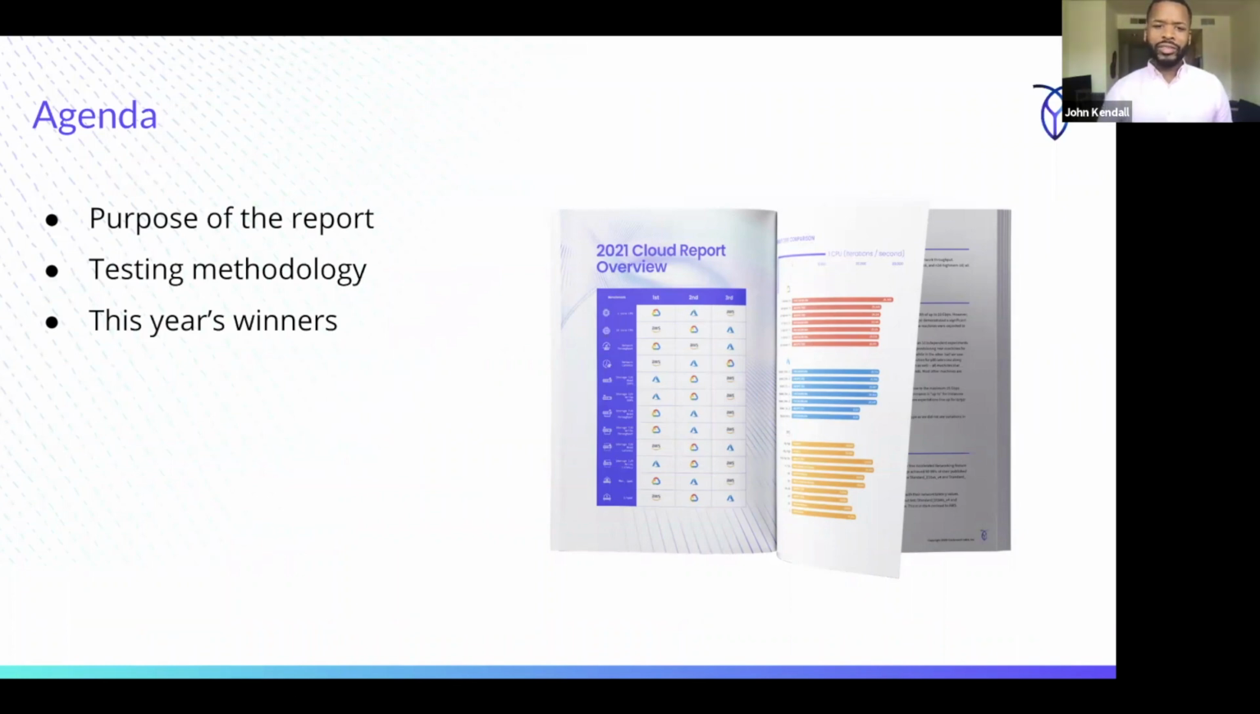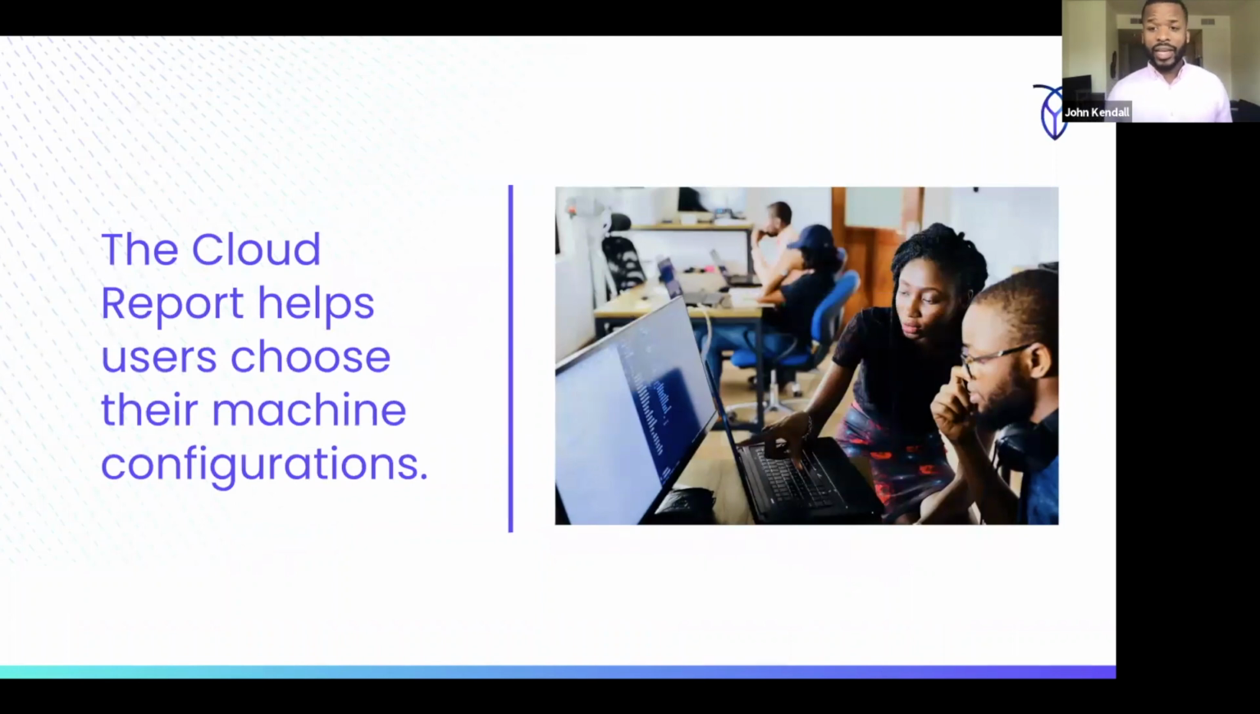So why do we take on this daunting task of benchmarking the clouds? Benchmarking is hard, and we've taken on that burden for our customers, for our users of CockroachDB. And if you're a user of CockroachDB, you have aspirations of building world-changing applications. And when you're taking on that task, you have that complex decision to make of which cloud and which machine configuration should I use. And the Cloud Report helps developers and users make that decision.